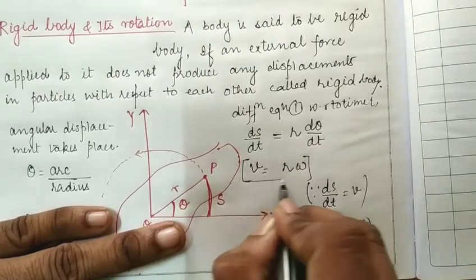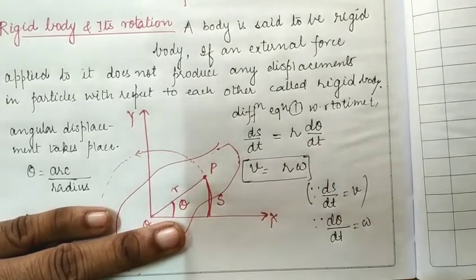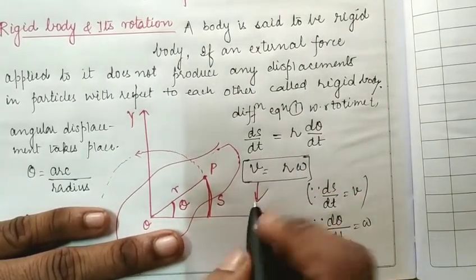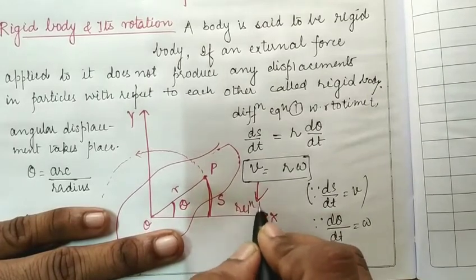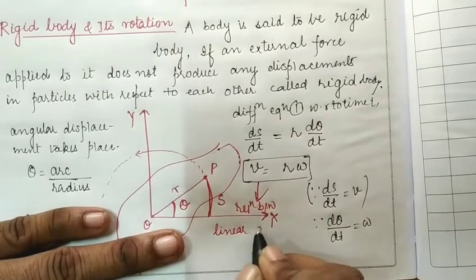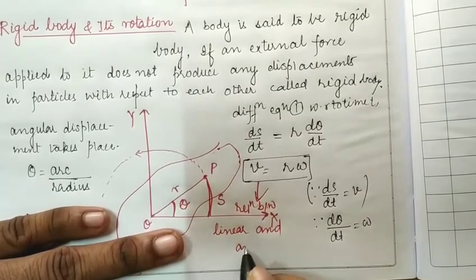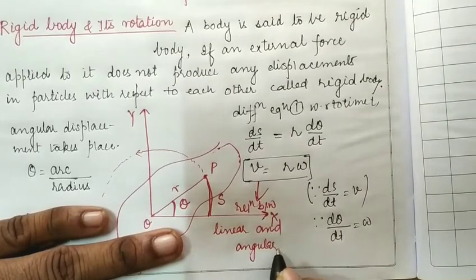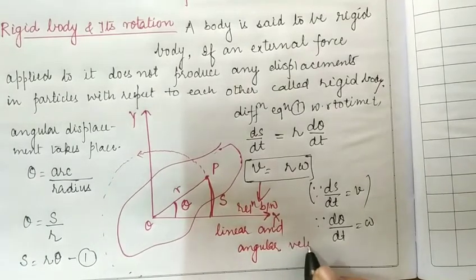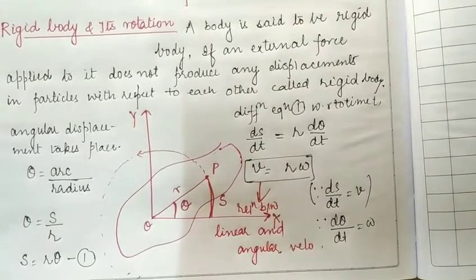So we have derived an expression between v and r omega. This is also known as the relation between linear and angular velocities of a particle system. Okay, so this is the elaboration about the linear and angular motion.